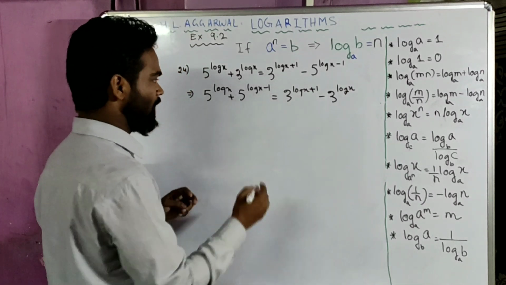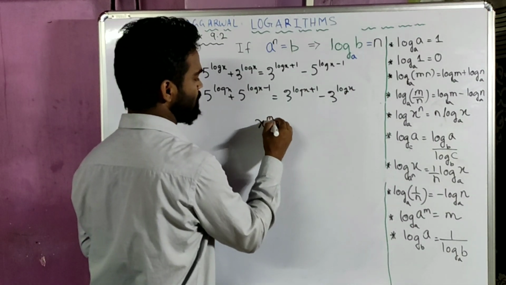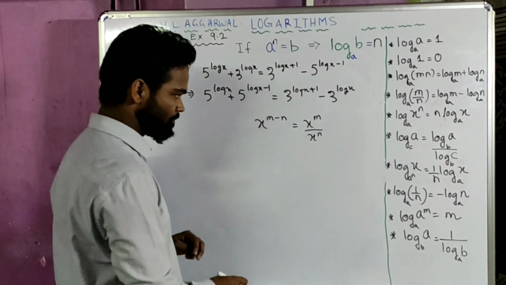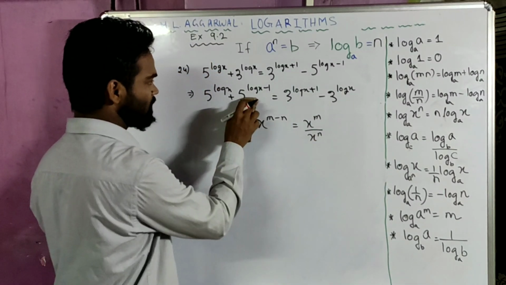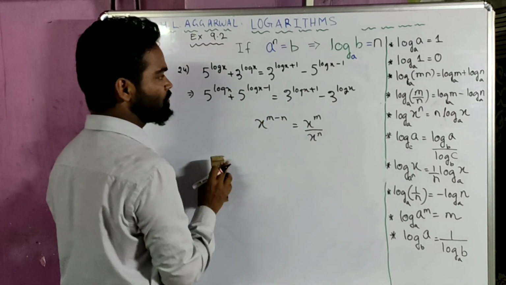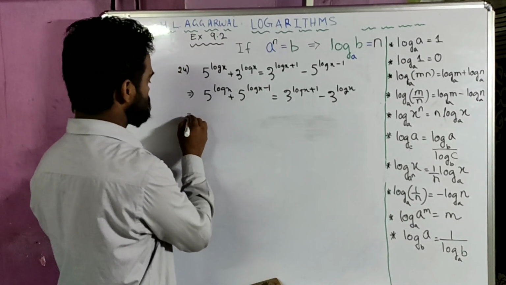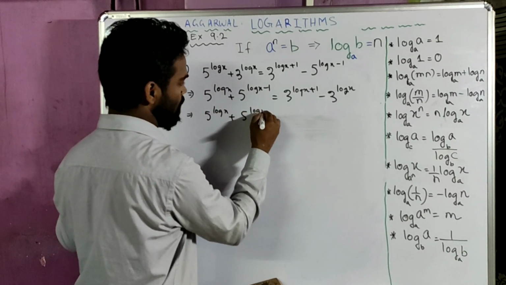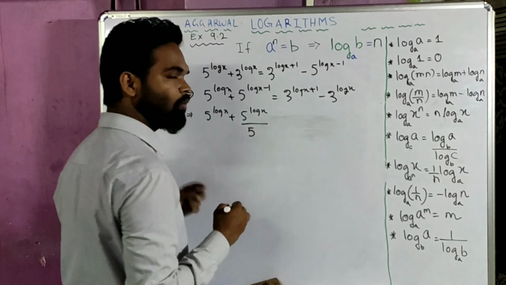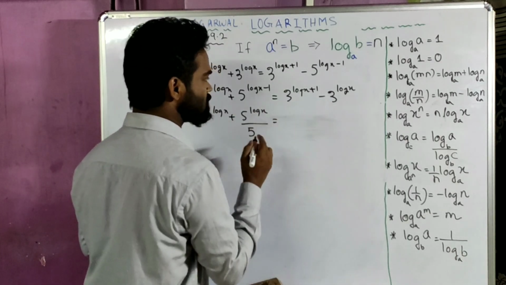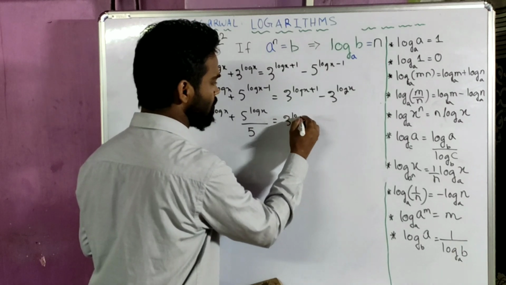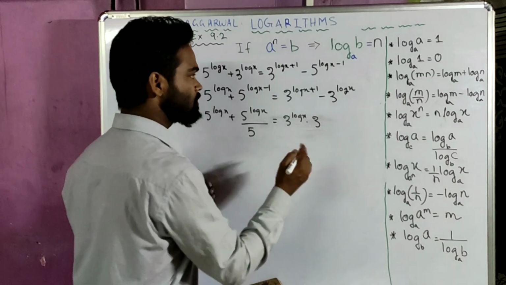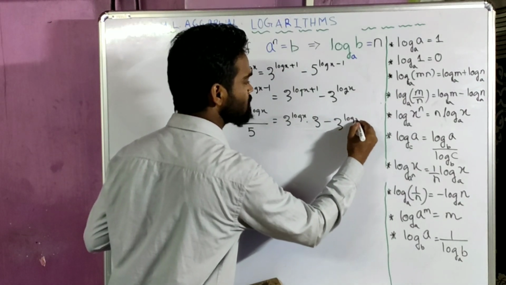Clear? Now look at one thing. If something is x to the power m minus n, you can write x to the power m by x to the power n, isn't it? So we can write this as 5 to the power log x by 5 to the power 1. So 5 to the power log x plus 5 to the power log x by 5 to the power 1, which is 5 only. Similarly this we can write 3 to the power log x multiplied by 3 to the power 1, which is 3, minus 3 to the power log x.